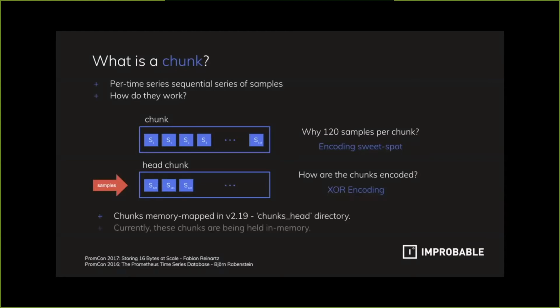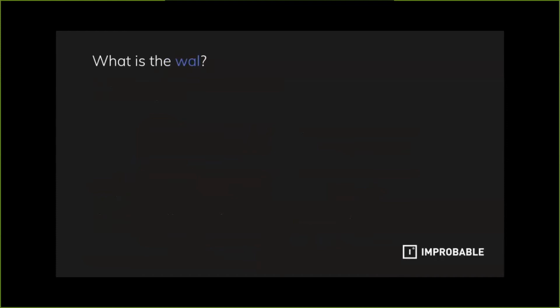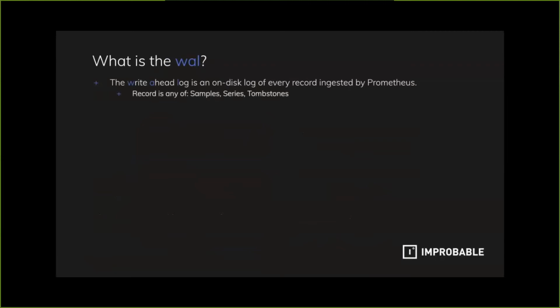One problem is that we are holding all of these samples in memory. If the process crashes, we stand to lose the data that we have ingested from our targets. And Prometheus protects us against this eventuality with something called the WAL. What is the WAL? The write-ahead log is an on-disk log of every record that has been ingested by Prometheus. A record here is either a sample, a new series that Prometheus has seen, or a tombstone. And we'll explain these later on.